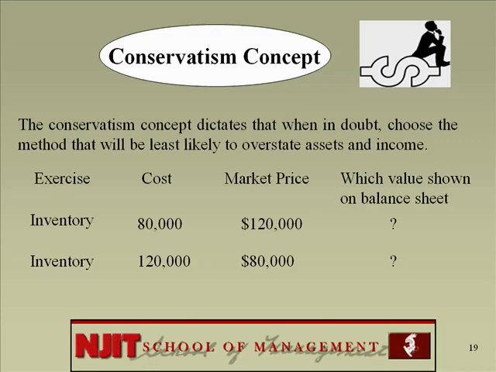Here's a little exercise. Inventory cost 80,000. The market price is 120,000. Which value should be shown on the balance sheet? Next example. Inventory cost 120,000. The market price is 80,000. Which value should be shown on the balance sheet? The answer is you go with the lowest in every case. What does conservatism say? Go with the lower number. So go with 80,000.